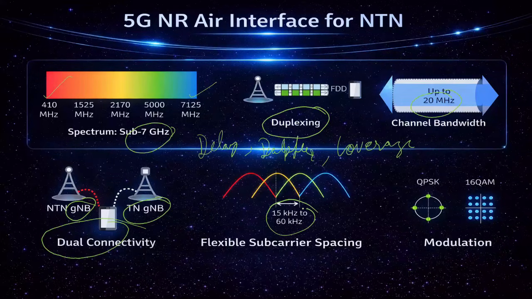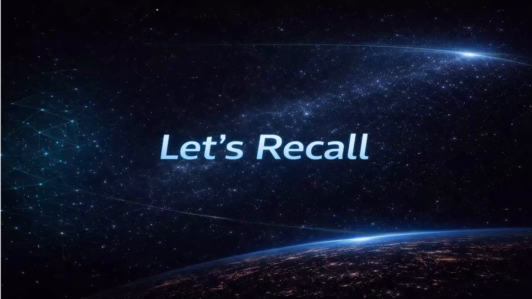Then you have modulation. In 5G, the maximum modulation can be 256 QAM, but here the maximum possible is 16 QAM. Lower modulation ensures reliability, while higher modulation improves data rate when conditions allow. So the 5G NR air interface is flexible and adaptable, making it useful for NTN environments. You can say that NTN leverages standard 5G NR, but optimizes it to work efficiently over long distances and dynamic satellite environments. So let's recall what we have learned so far.